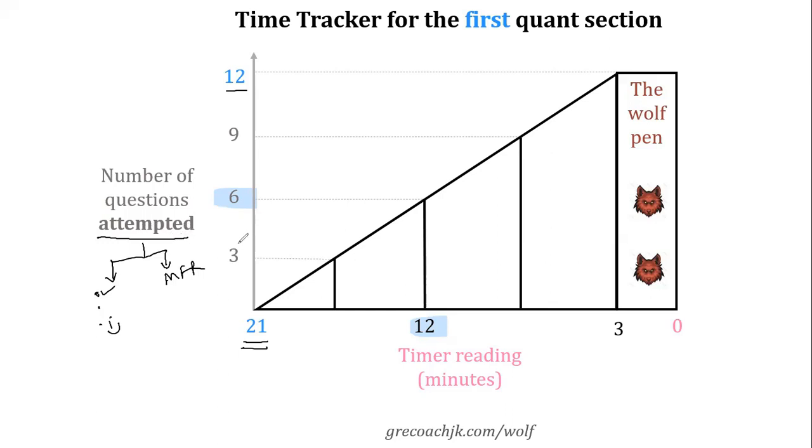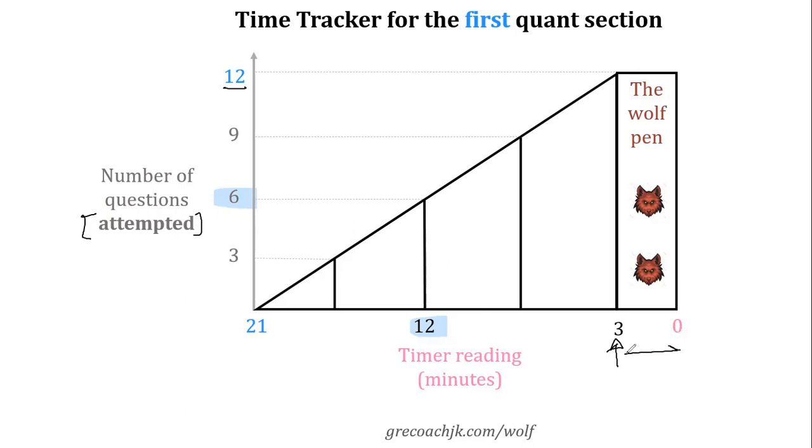So all we are going to track here is how many questions I have actually seen, read, and made some decision about. That decision might be solving or that decision might be marking it for review. What this tracker is supposed to do is to help you mark questions for review sooner, right? So what we are tracking is simply attempted questions. What we want is that I should have attempted all the 12 questions by the time the timer reads 3 minutes left. That's the goal.